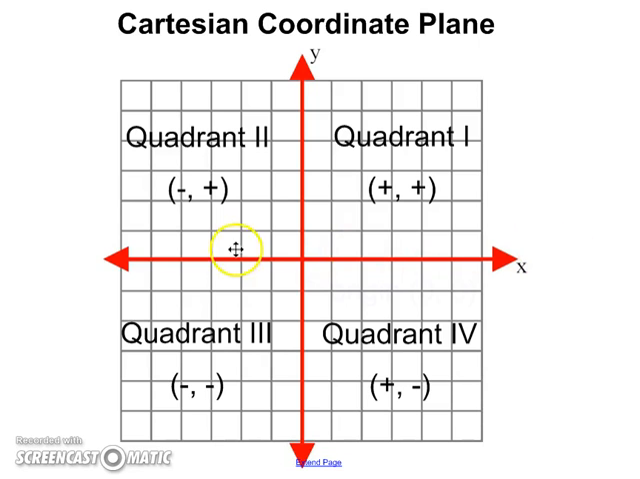Okay. So again, x-axis horizontal, y-axis vertical. Quadrant 1 in the upper right, going counterclockwise around: quadrant 2, quadrant 3, quadrant 4.